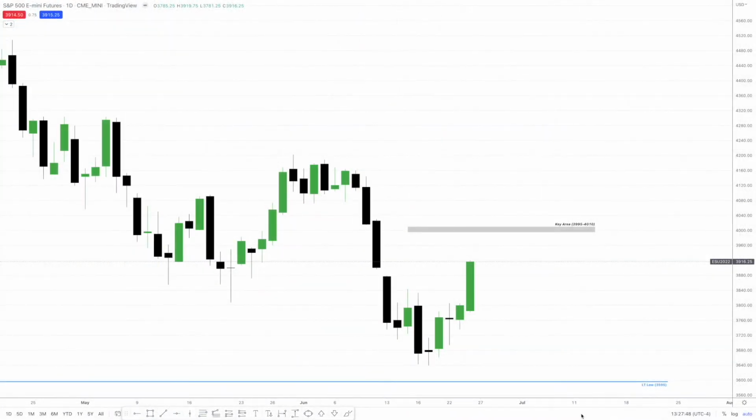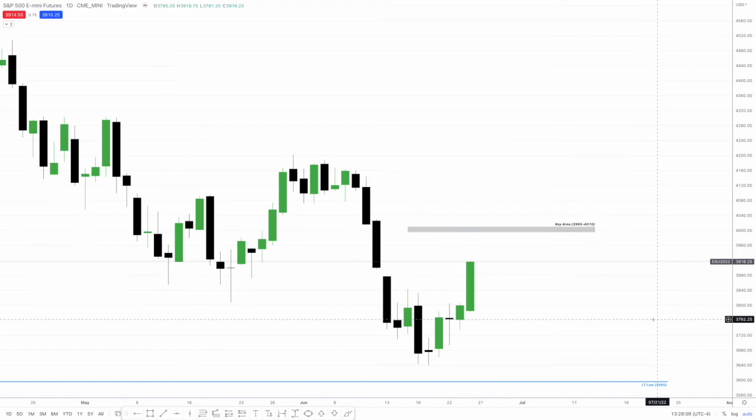And moving on to E-mini S&P 500 daily chart. As you can see, Friday we had a very big up movement, and it looks like it wants to trade to this 39.95, 40.10 level. So we could just round that to the 4,000 level. That would be my target for this week on this pair.